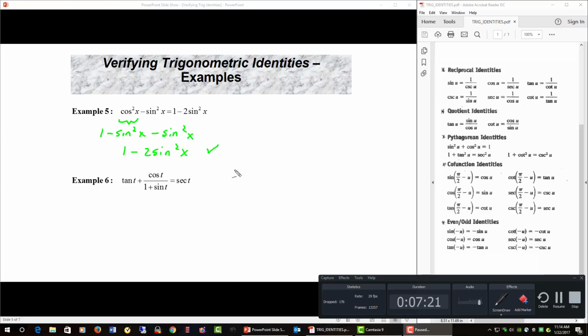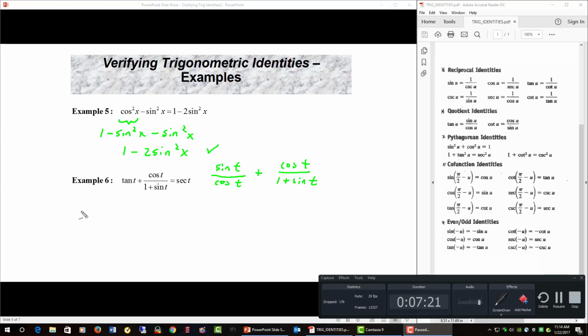All right, example 6 may be a little bit more interesting here. So what I think I'll do on this one, and again, there are a multitude of ways to do it, I'm going to take this tangent of t and I'm going to rewrite it as sine t over cosine t, plus the cosine t over 1 plus sine t. So I'm just going to rewrite that second fraction. And in the end, I want to show that these two fractions will somehow combine to give me secant t.